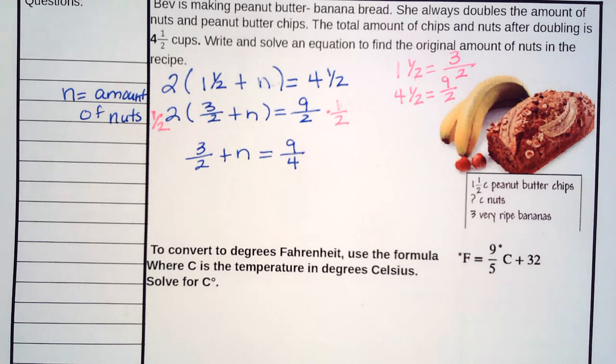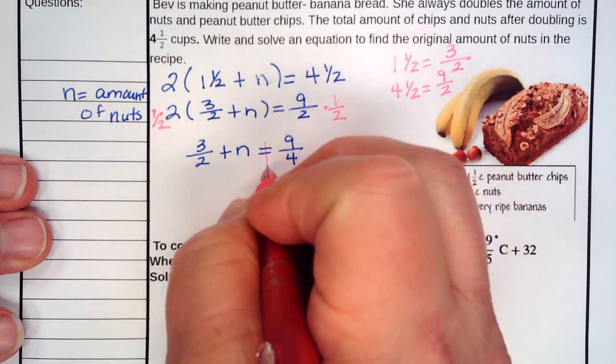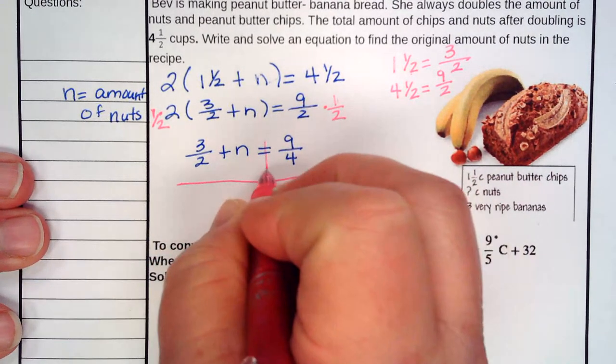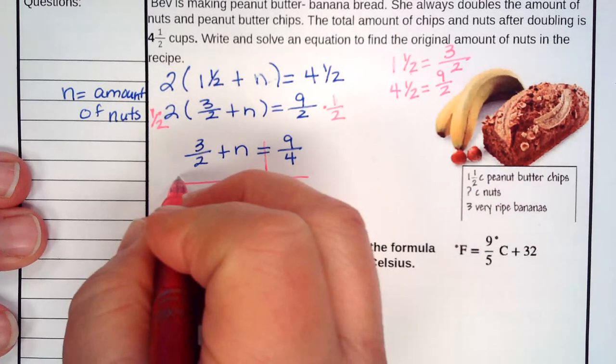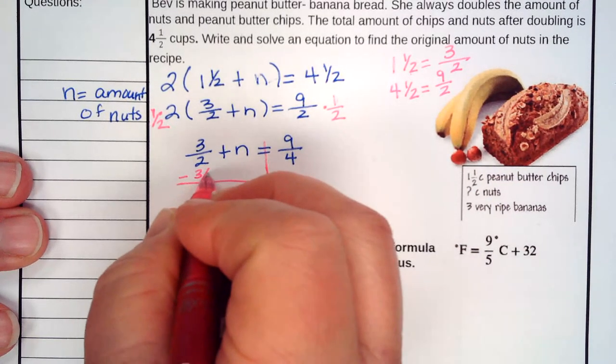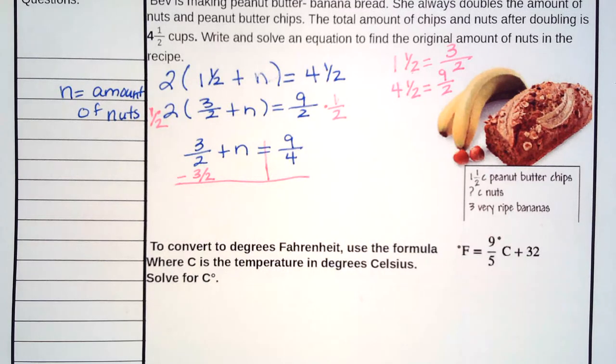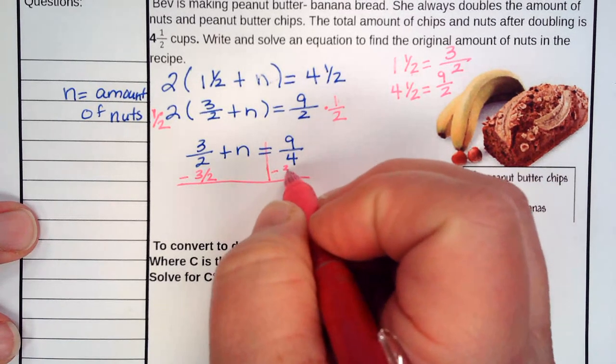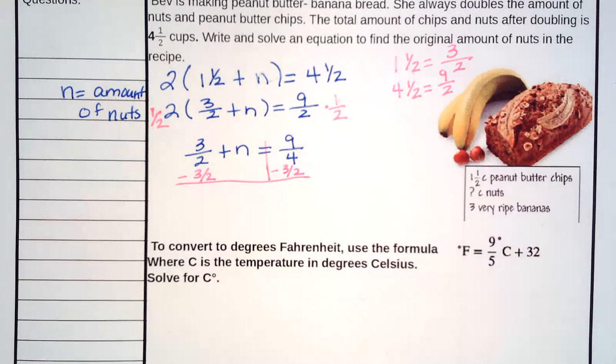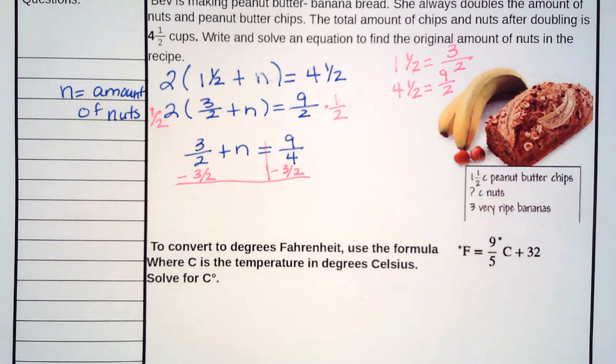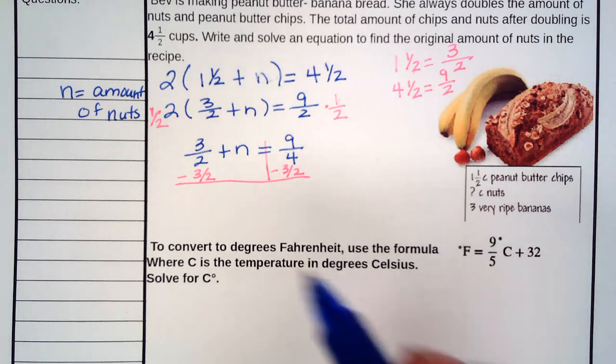Okay, now it's time to solve. I've got to get my numbers to the same side, so I'm going to subtract 3/2. Okay, now I see another problem. I've got 9/4 and I've got 3/2 that I'm subtracting it from. So my question is, how do I convert? Which one do I convert? And how do I do it?